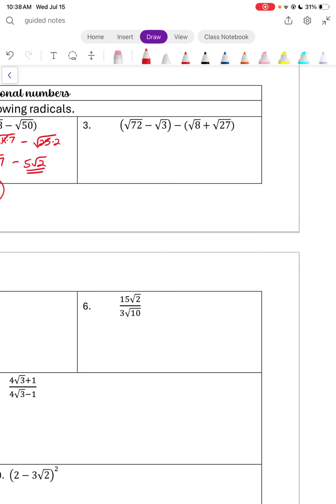Anytime there's a minus in front of parentheses, remember that distributes to both. So let's simplify these. 72 would be 36 times 2, which would be 6 root 2s. Minus the square root of 3 will not break down. So if you need to put the 1 out front, just to remind you, that is a 1 root 3. Square root of 8 would be the square root of 4 times 2. We know the square root of 4 can be brought out front. Now remember, that minus goes with both of these, so that's going to be minus 2 root 2s.